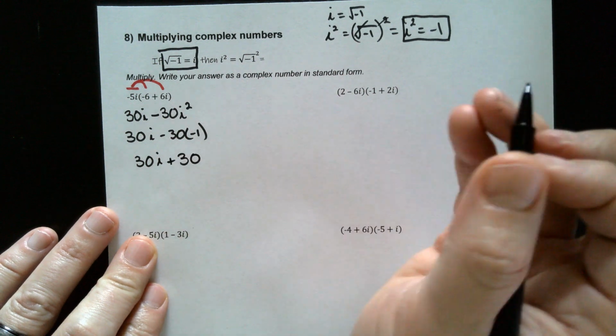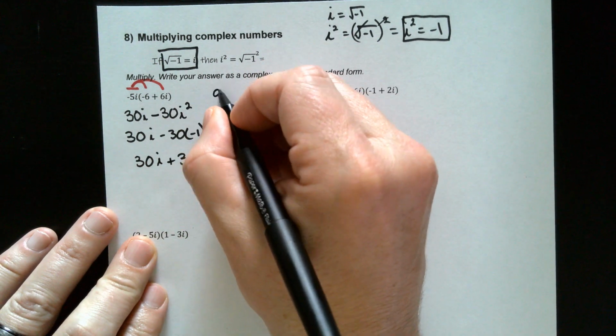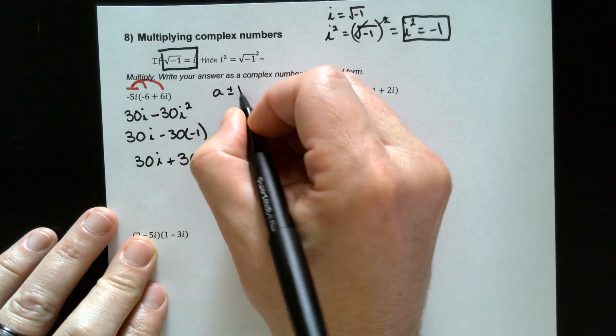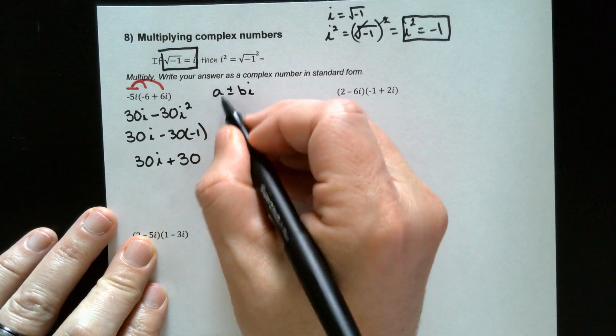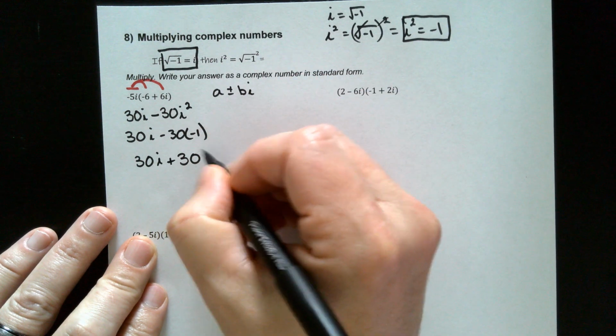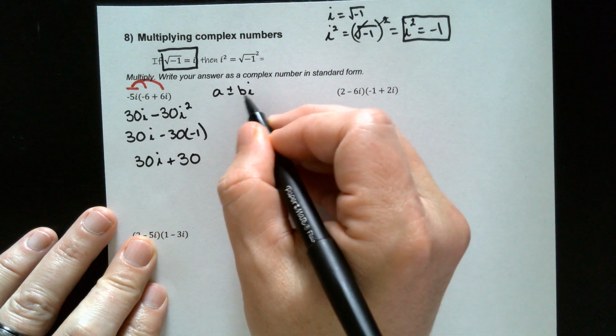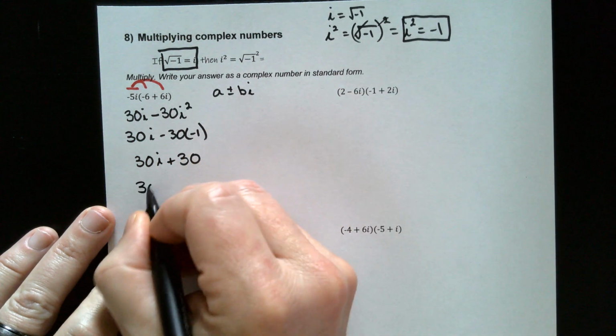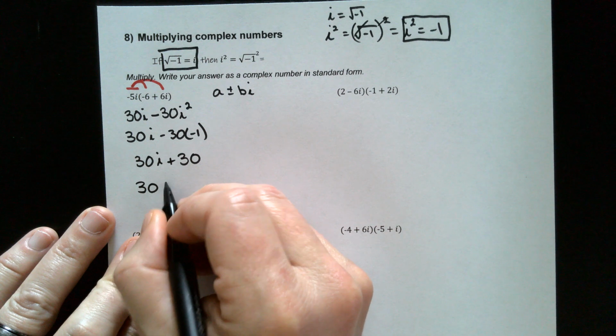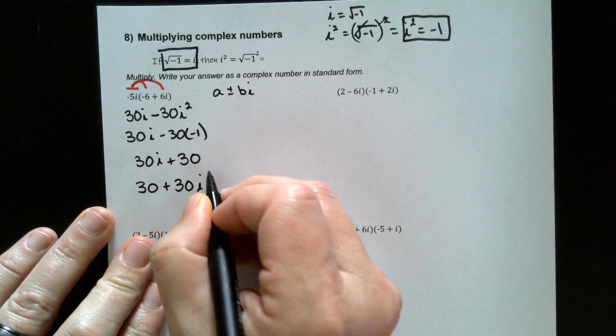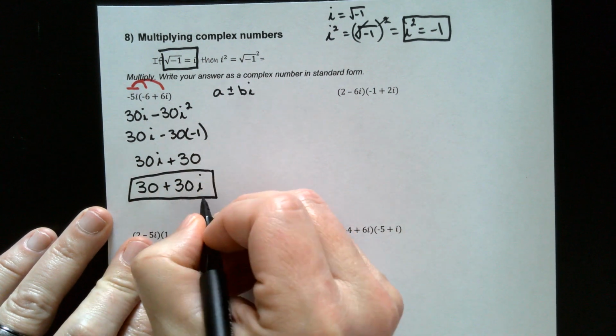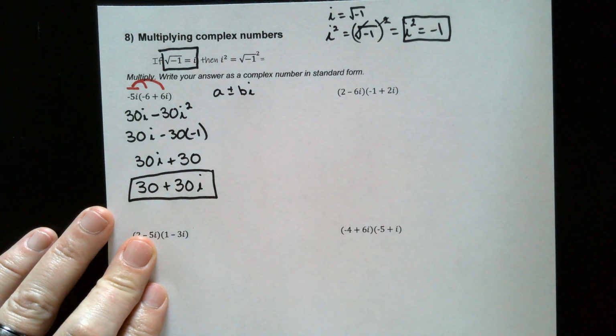And the correct form of writing your answers when they're in complex form is a plus or minus bi. So the one without the i in it needs to come first, like this 30 here, and the one with the i in it comes second. So we'll rewrite this as 30 first, the one that doesn't have the i in it, plus 30i, a plus bi.